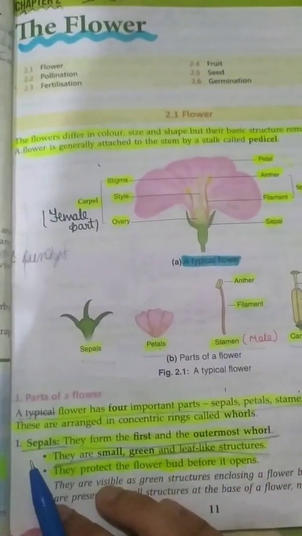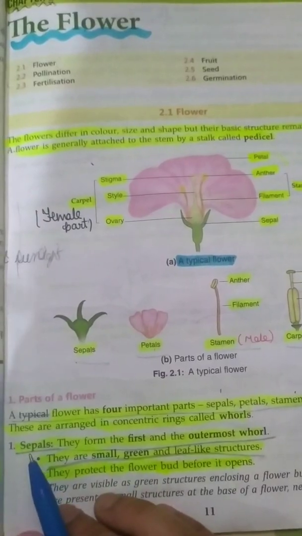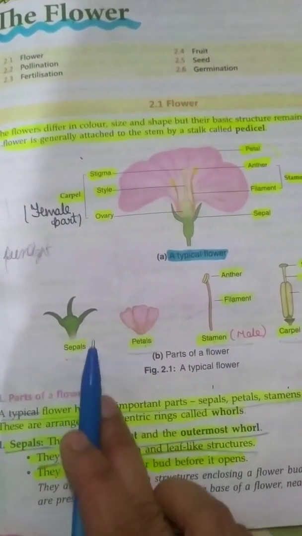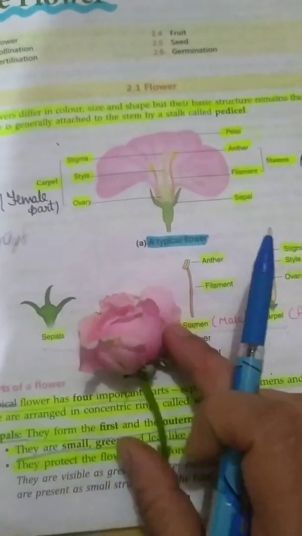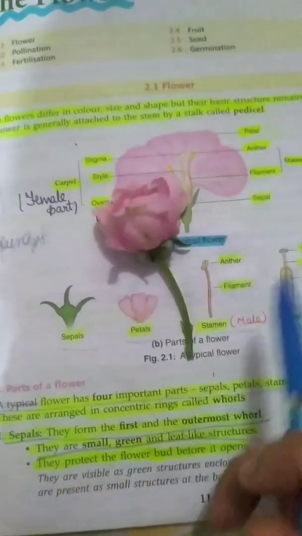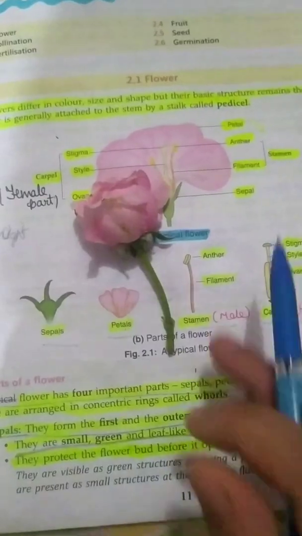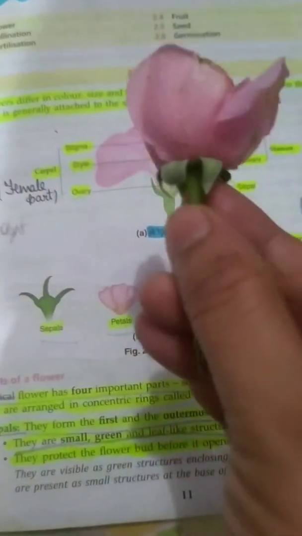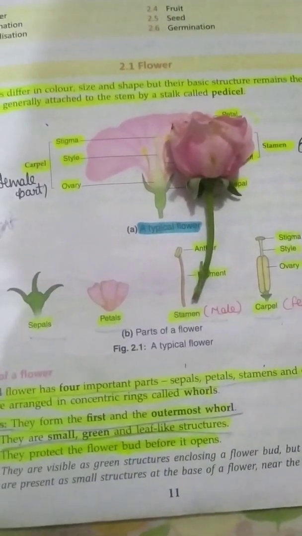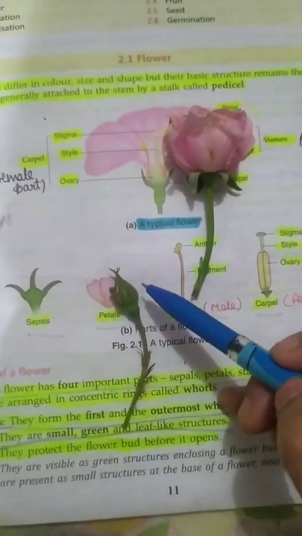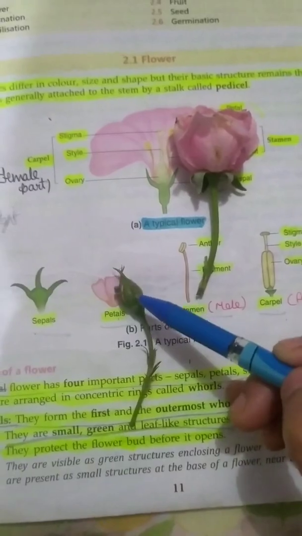So first is the sepal. They form the first and the outer whorl, meaning this is the sepal. Here you can see these are the sepals. They are small, green and leaf-like structures. You can see they are leaf-like structures. They protect the flower bud before it opens. So here I have already shown it protects the flower when it was not open.